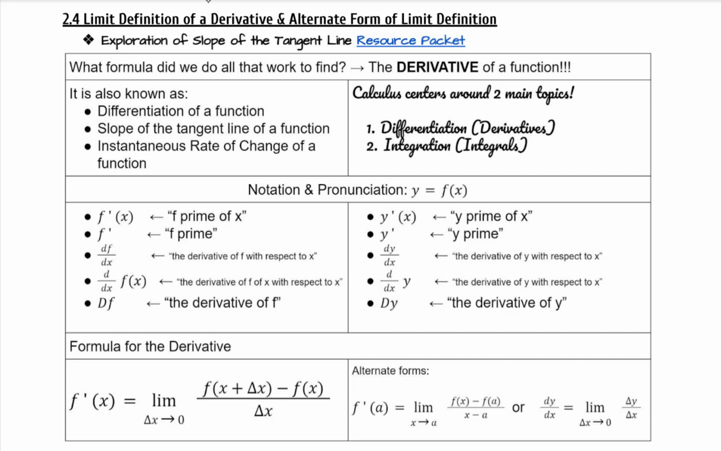This video covers the limit definition of a derivative, or the alternate form where you can find the derivative at a particular x value. If you haven't watched my video, Exploration, Slope of the Tangent Line, I encourage you to go back to see where this formula even comes from. How did we get the formula for a derivative, also known as the slope of the tangent line?